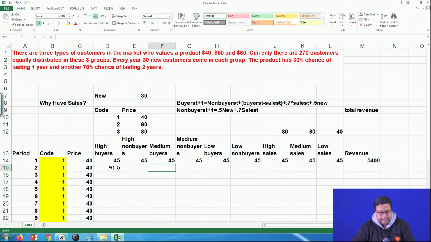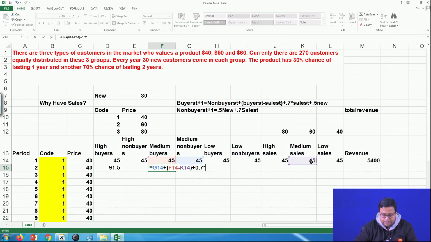Similarly, what is the case here? I will quickly do it for the medium buyers. Medium buyers is non-buyers plus medium buyers minus medium sales plus 0.7 into medium sales plus 0.5 into this thing. For each group that comes, that is why for each of them it is 0.5 into 0.7.